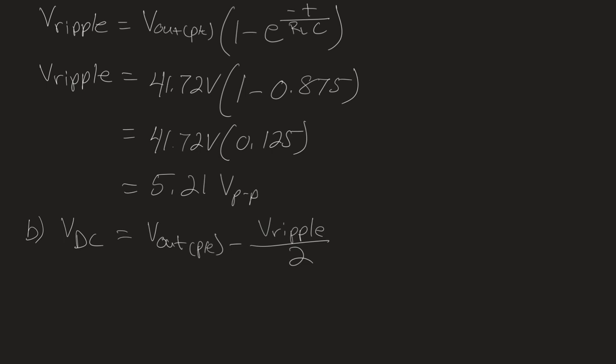So our numbers here, we've got volts DC is equal to our 41.72 volts minus our 5.21 volts peak to peak for a ripple, and divided by 2. And that gives us 39.12 volts.